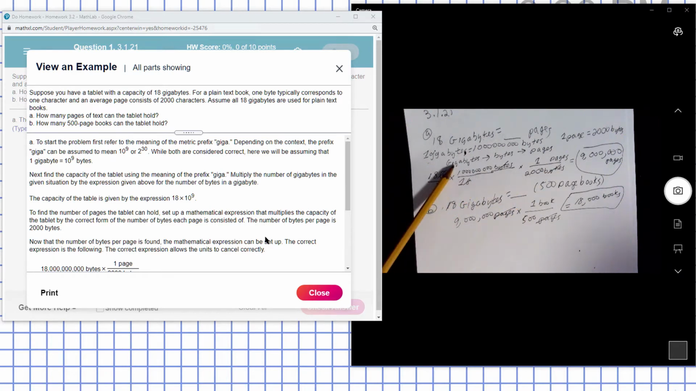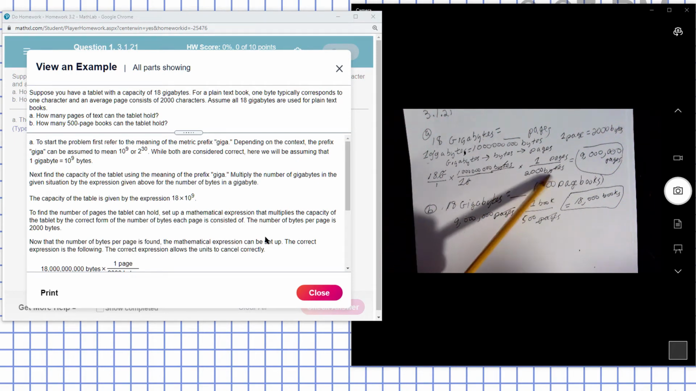So I can convert everything from gigabytes into bytes, and then go from bytes to pages. Okay. So I have 18 gigabytes. That's so many bytes in a gigabyte. And 1 page is 2,000 bytes. So when I multiply, the gigabytes cancel out, the bytes cancel out, and I'm left with just pages.